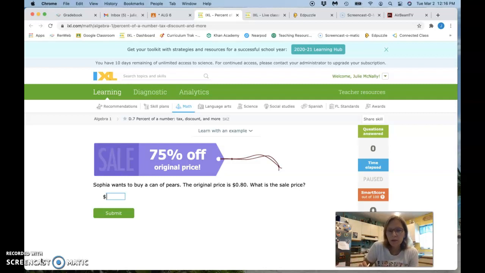So this says that the sale is 75% off, and she wants to buy pairs. The original price is 80 cents. So what is the sale price?